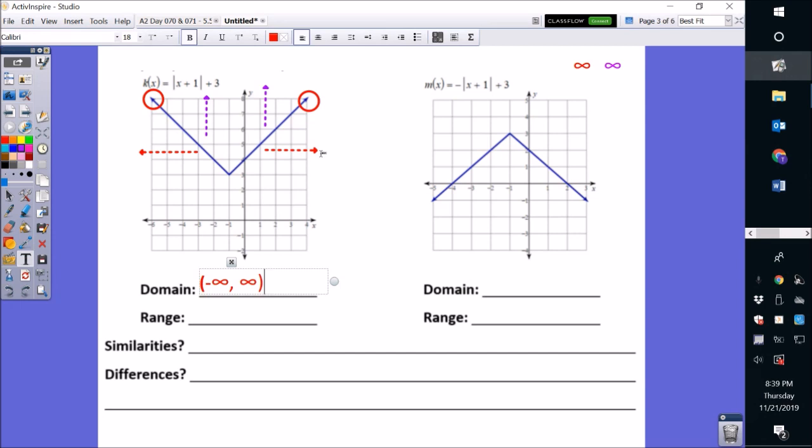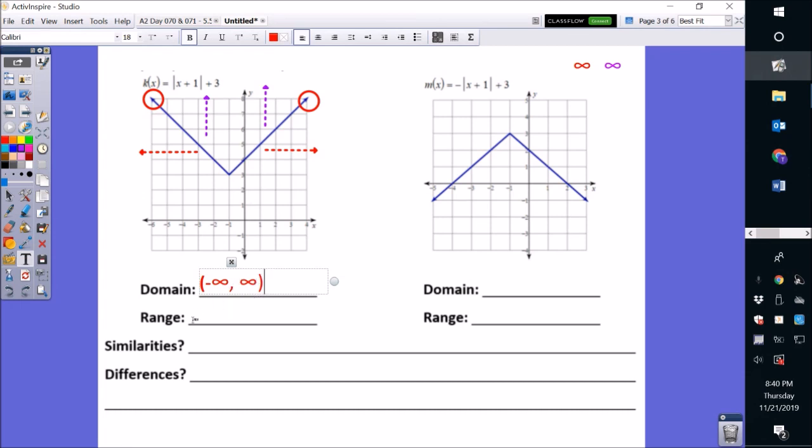Again, never assume a number always has a bracket. A number can have parentheses depending on what type of graph you have and depending on what type of problem you have. So we finished identifying the domain, which is open parenthesis, negative infinity, comma, and then infinity with close parenthesis.